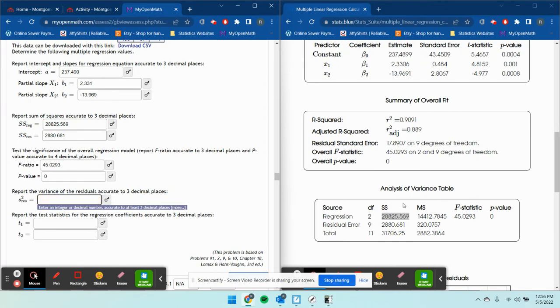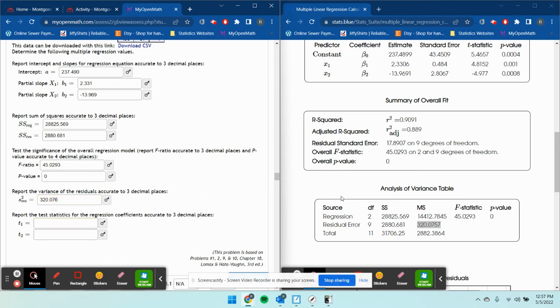The S2 res is actually going to be this guy here, MS. That's the one where a lot of people are having difficulty finding it. So this is 320.076 to 3 decimal places.